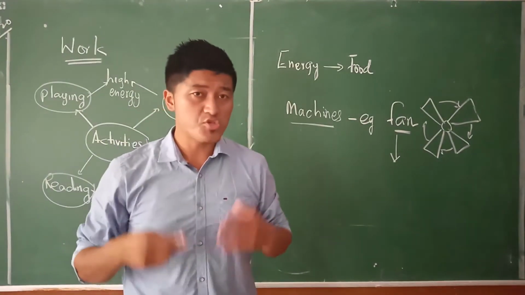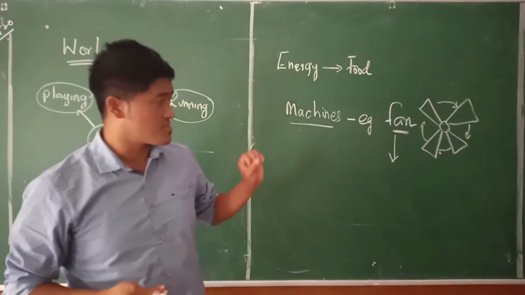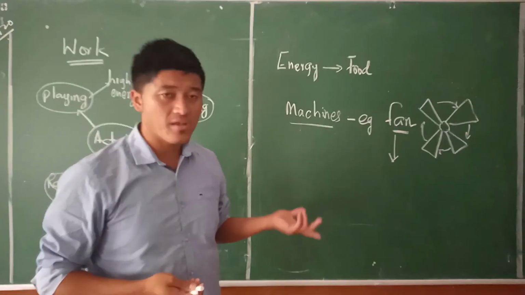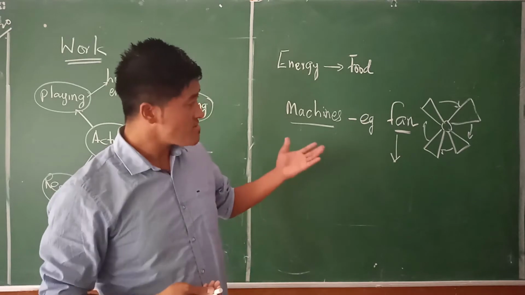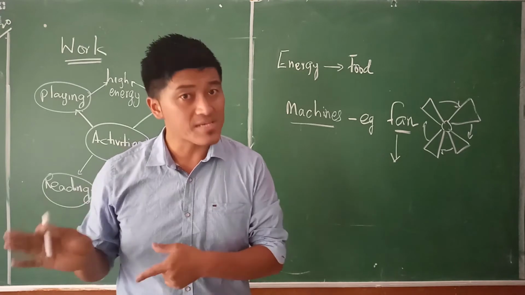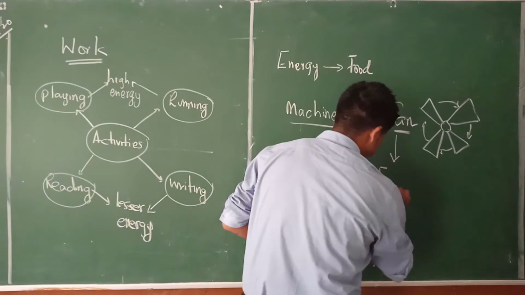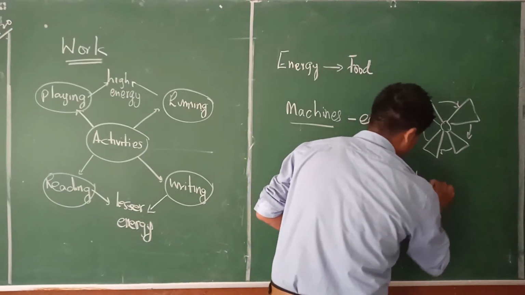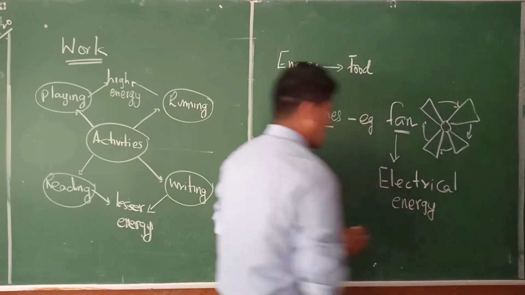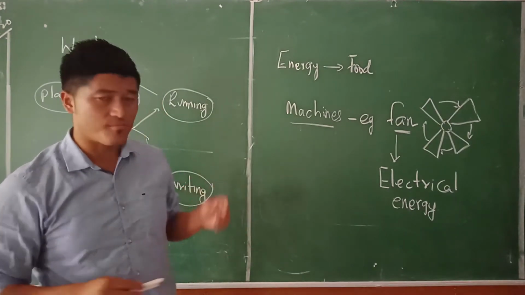Over here also, what we should be asking is, from where is this fan, which is doing some amount of work, getting its energy? We know that. Now, how is this fan able to do work? The fan is able to do work because it gets some amount of energy from the electricity, which we call electrical energy. Understand?